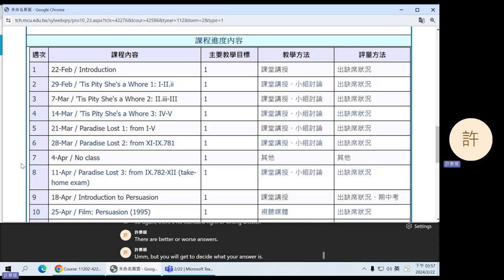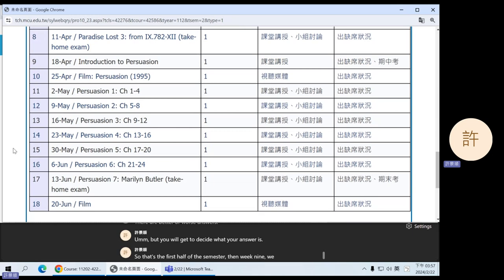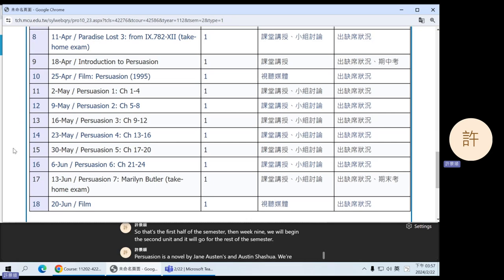So that's the first half of the semester. Then, week 9, we will begin the second unit, and it will go for the rest of the semester. Persuasion is a novel by Jane Austen. We're going to read the whole thing. The good news is it is Jane Austen's shortest novel.